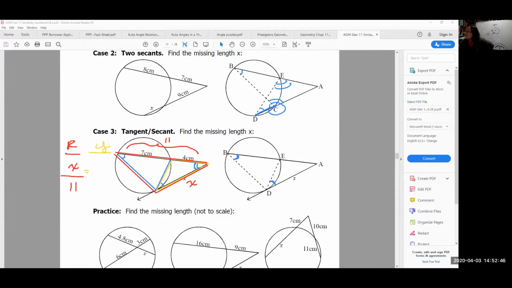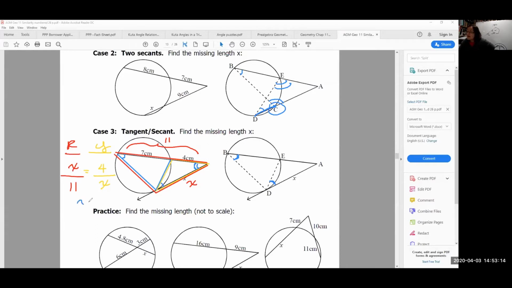Let's find what would be equivalent to x. Well, notice x is my shortest side on the red. So now I need the shortest side on the yellow. That's 4. 11 is my longest side on the red. What's my longest side on the yellow? And I get x, okay? So this is where I'm just going to do cross multiplying, and I'm going to solve.